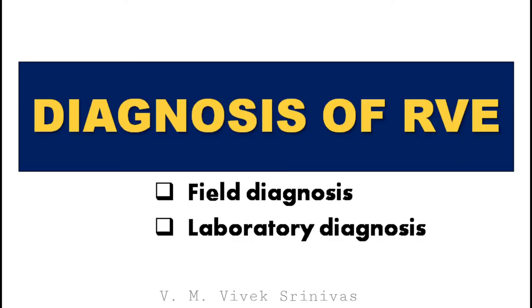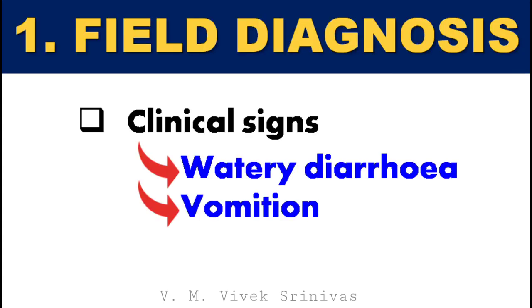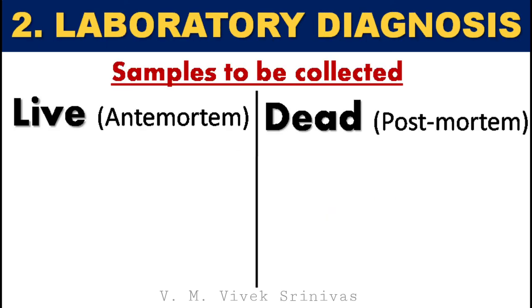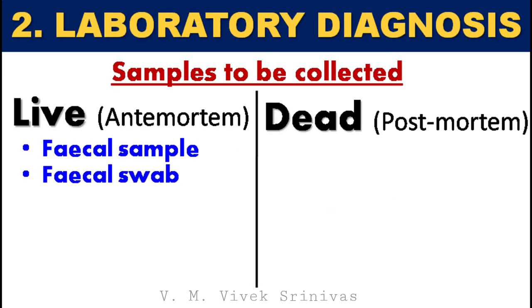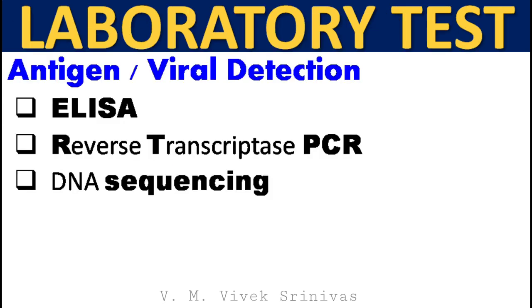Diagnosis can be done at field level or in the laboratories. Field diagnosis is based on signs and clinical symptoms observed, like watery diarrhea and vomiting, and on post-mortem findings like gastroenteritis. Next, laboratory diagnosis. For a lab diagnosis, fecal sample and fecal swab are collected from a live animal. In a dead animal, intestine and intestinal contents are collected. These are some of the laboratory tests that can be done for diagnosis of this virus.